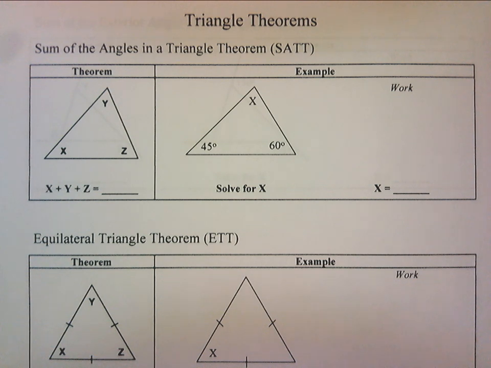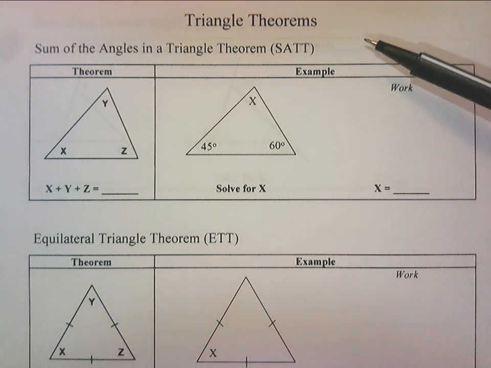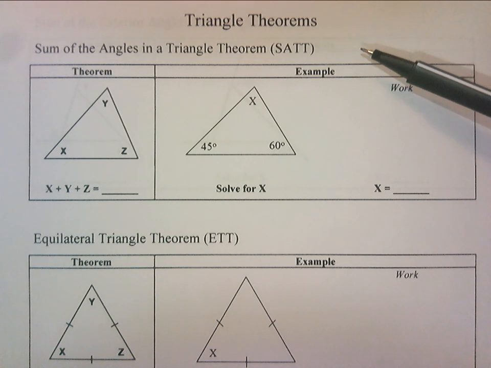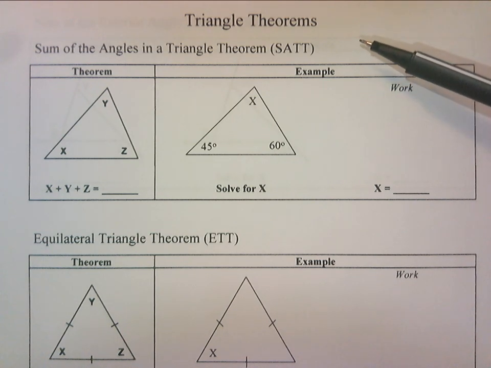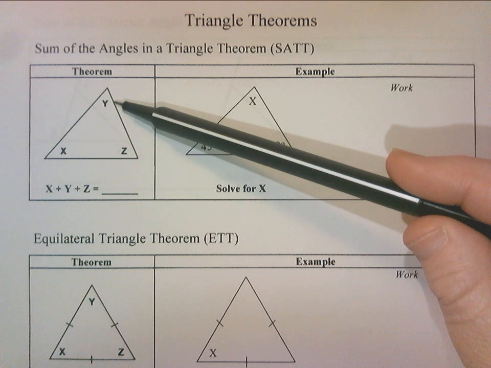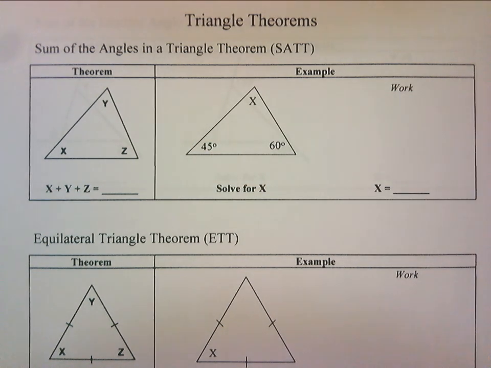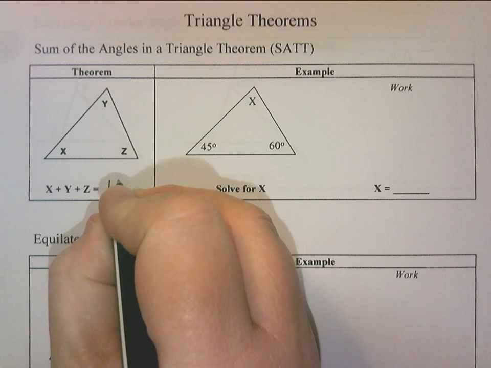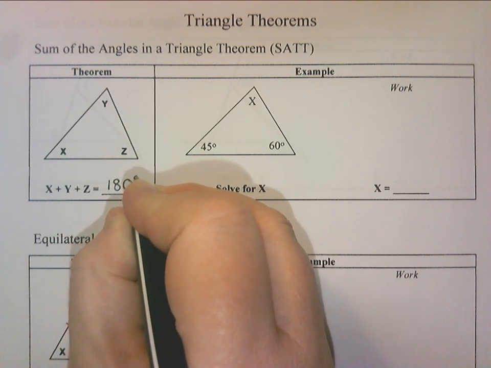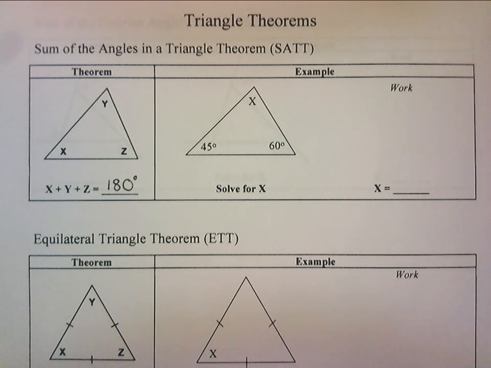In this video, we're going to take a look at some triangle theorems. So our first theorem is the sum of the angles in a triangle theorem, or SATT for short. The three angles on the inside or interior of a triangle always add up to 180 degrees. So we are going to take a look at an example.